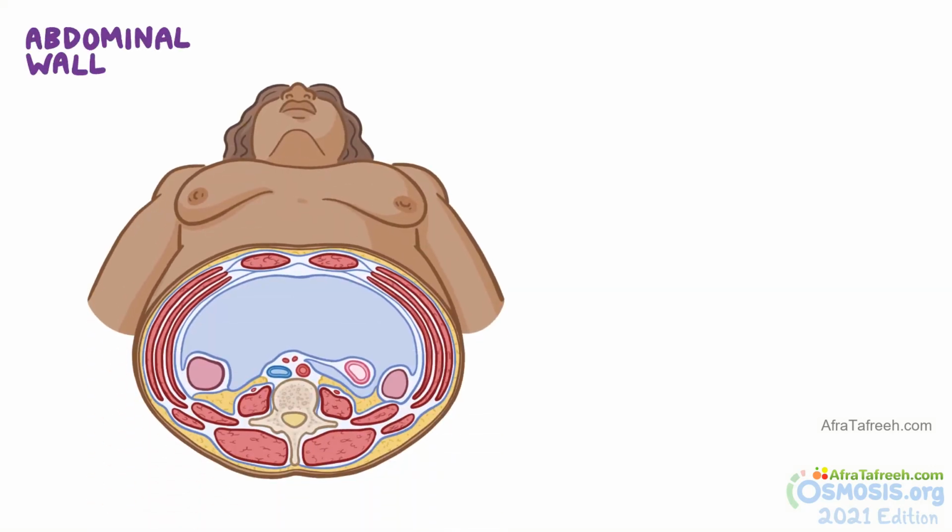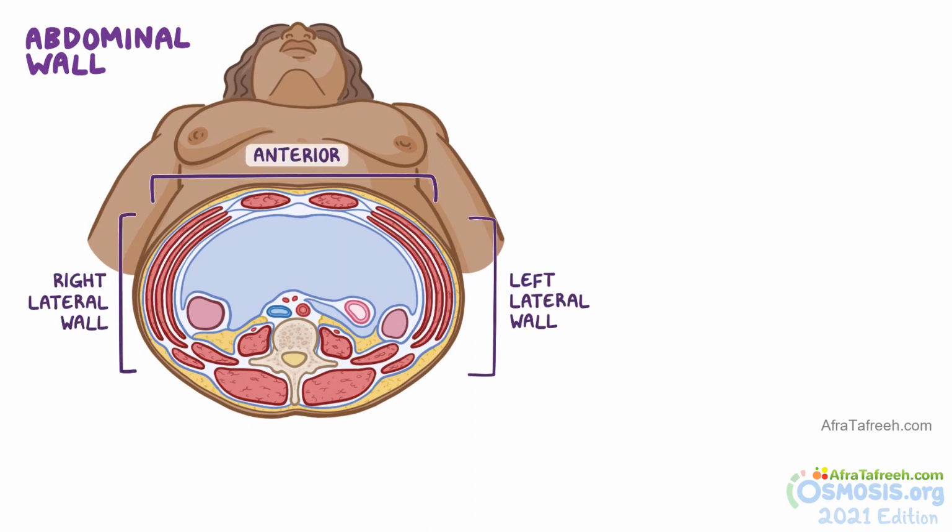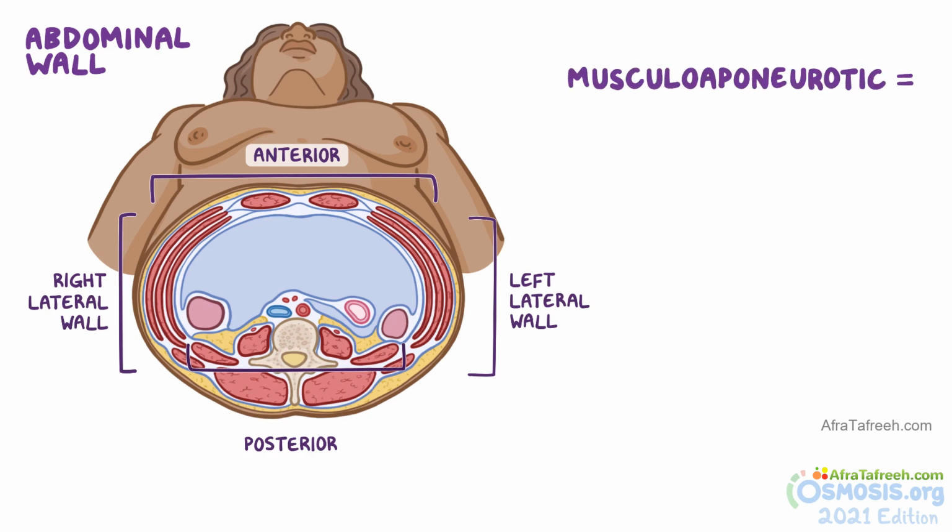The abdominal wall is subdivided into the anterior wall, the right and left lateral walls, and the posterior wall. These walls are musculo-aponeurotic, meaning they are composed of muscles and fascial layers, except for the posterior wall, which is also made up by the lumbar vertebral column.